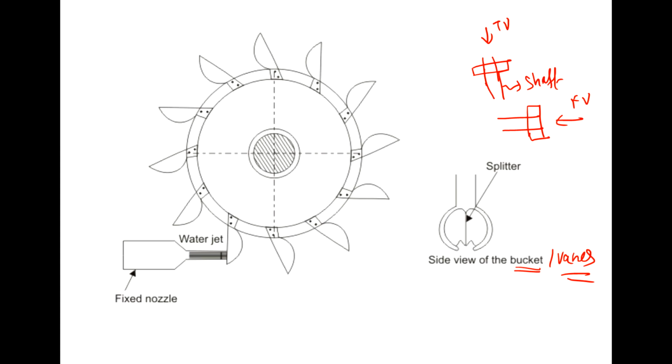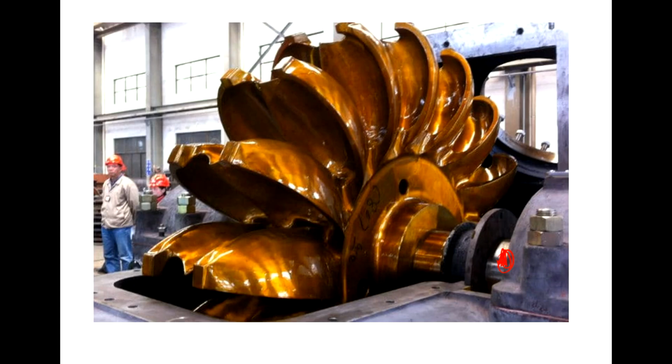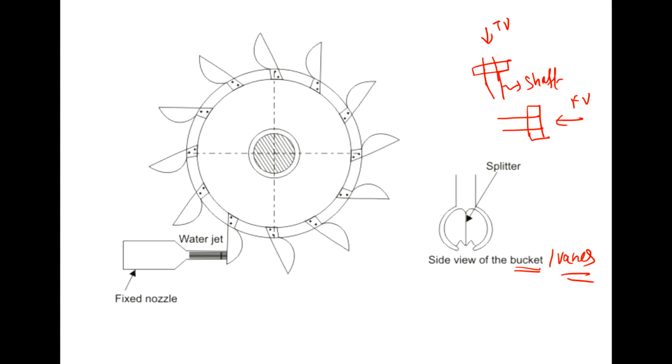Now here we are seeing the front view. If you see in this direction, you could see a circular drum, and then you could see a number of vanes, right? That is exactly what I am showing here. This is the circular drum, a bigger circular drum, and there is a number of vanes or buckets attached to it. Now what is going to happen?